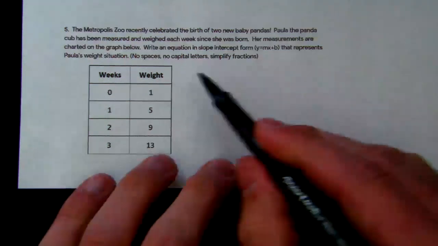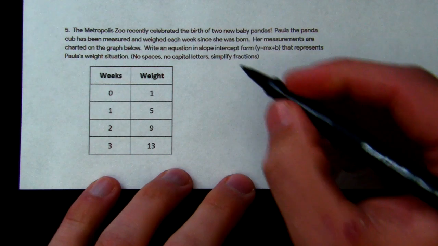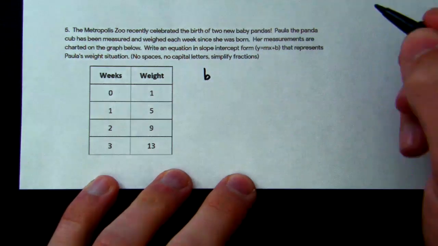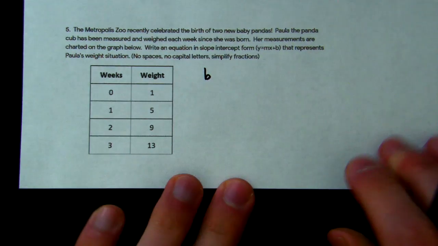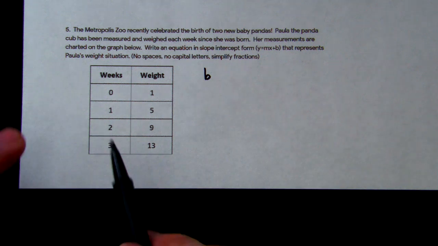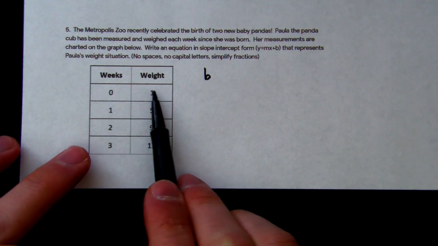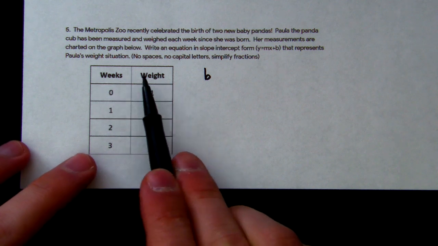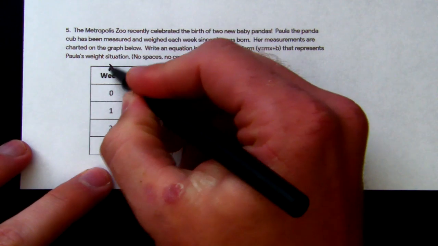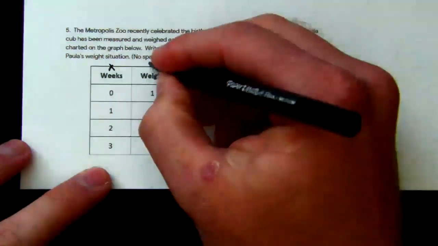So when you type this in, make sure no spaces, no capitals, simplify fractions. So to find rate of change from a table, we need the y-intercept, which is where our x is 0. Now, it does not tell us what x is, but the way that I think about it, x usually has to do with some sort of time, and y is affected by it. So x affects what y is, if that makes sense. So in this case, weeks are x, weight is y.